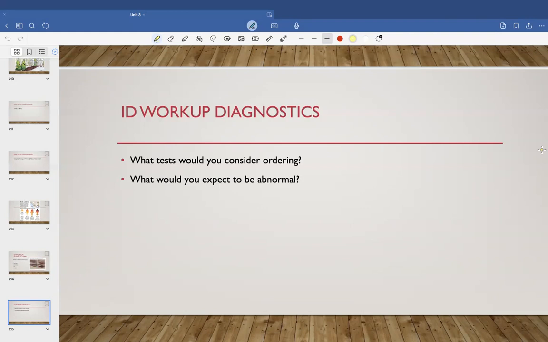What labs would you expect to be abnormal in an infection? White count. White blood cell count. Leukocytosis is an increase in white blood cells, and that is often associated with lab work, but does not necessarily mean there's an infection. You can also have it with malignancies. You can have it with inflammatory conditions. You can have it with trauma. You can have increased white blood cells with drug use.